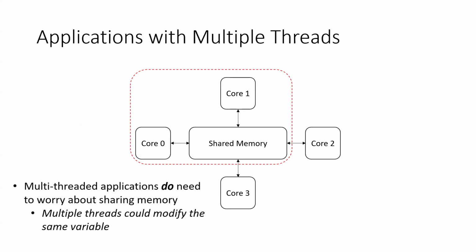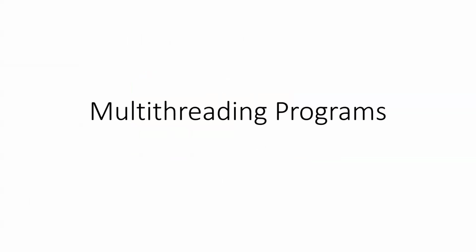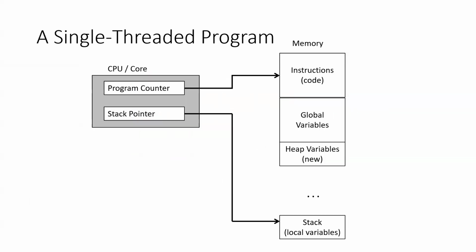Because multiple threads could modify the same variable. They can read the same variable. And if some other cores are writing the same variable that's not expected by another thread, it can cause problems. So let's look at what is behind the scene for multi-threaded programs.